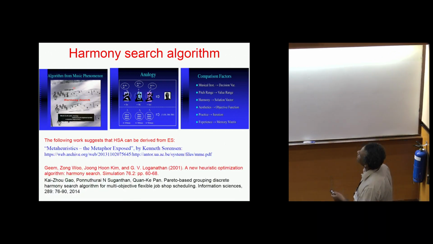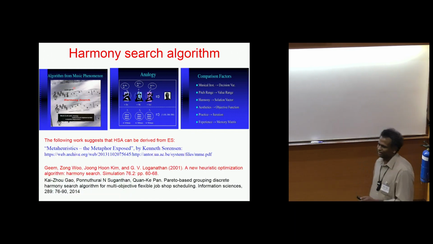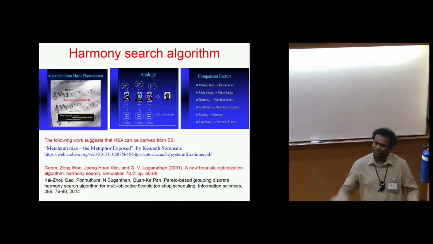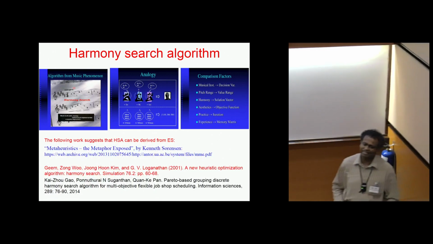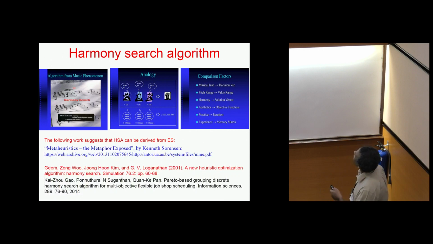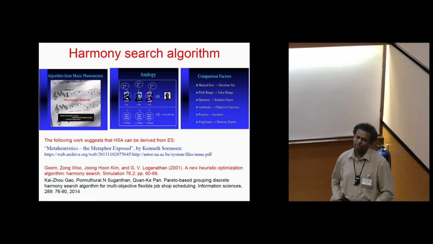So this is harmony search, coming from harmony or music. I don't understand music much. They say you put these nice sounds together to compose your solution. They have all these terminologies: musical instrument, pitch range, harmony, aesthetics, practice, experience, and all those things. Experience means past experience. So they map it to your optimization problem and solutions.